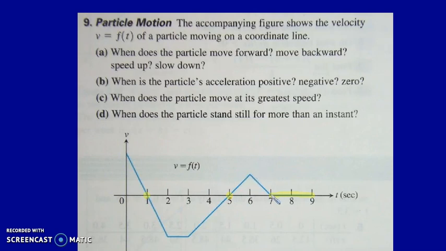And then at t equals 7 all the way to t equals 9, in the interval from 7 to 9, the particle stood still. The velocity was 0, so it's in this interval that the particle stood still for more than an instant. And that's the answer, the interval from 7 to 9. And that wraps up problem number 9. That's how you would do problem number 9.